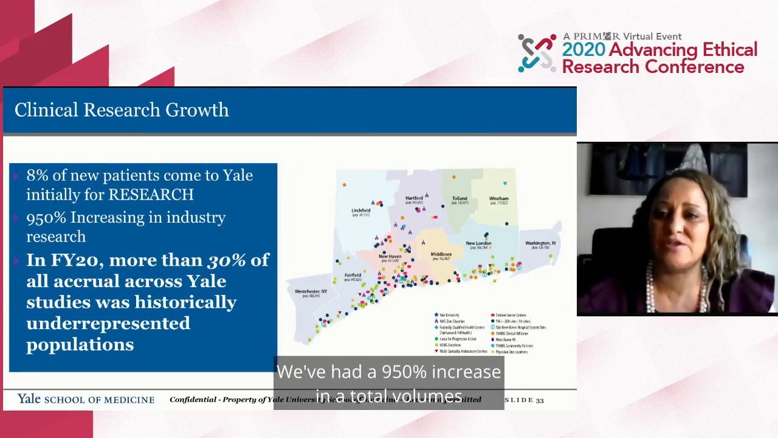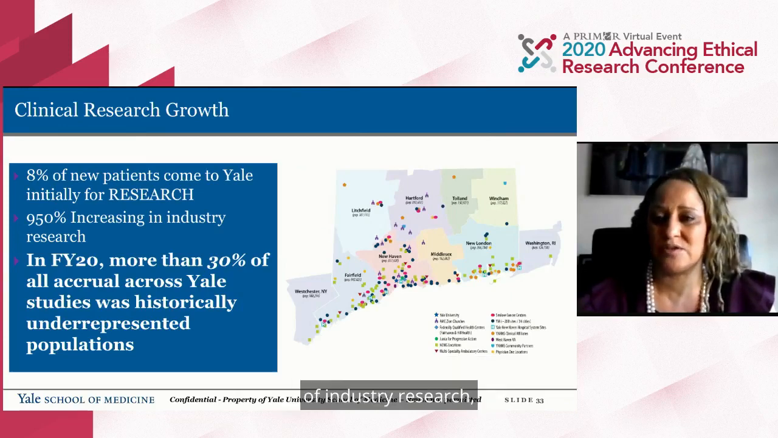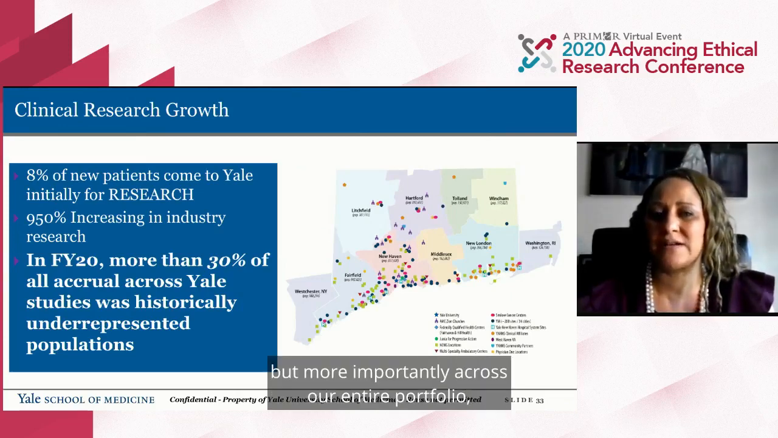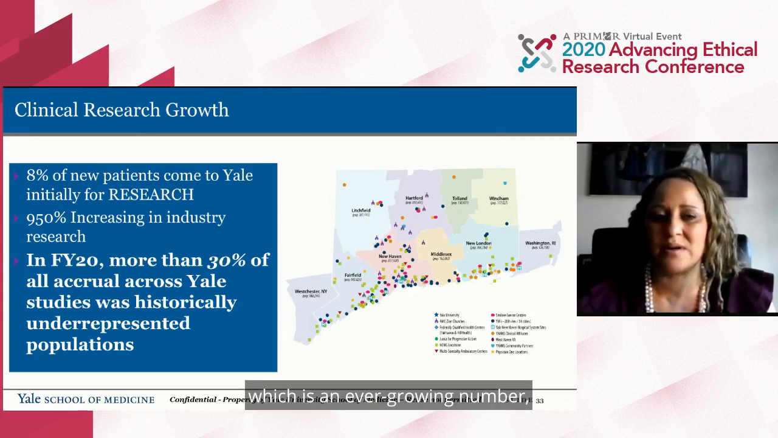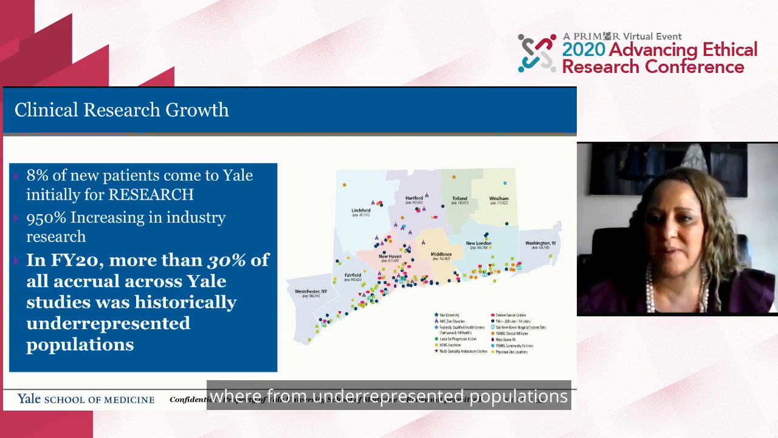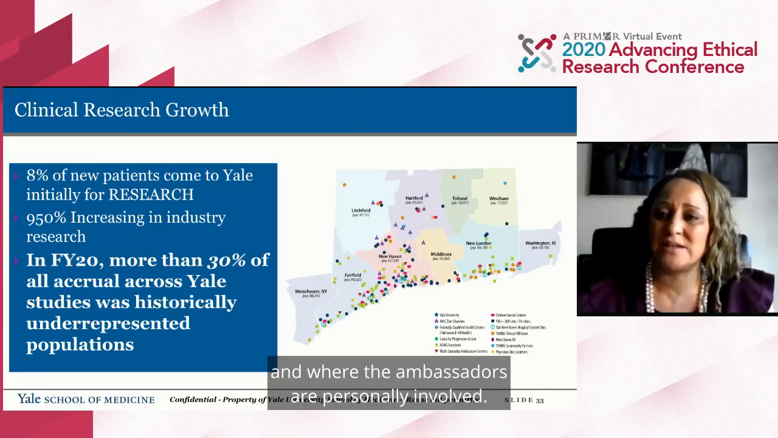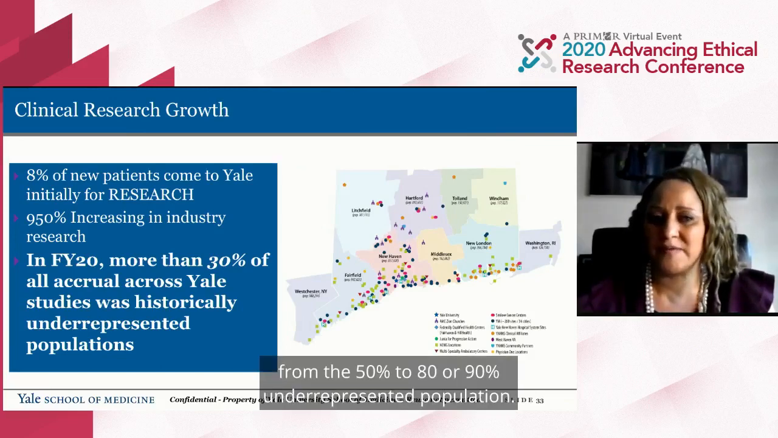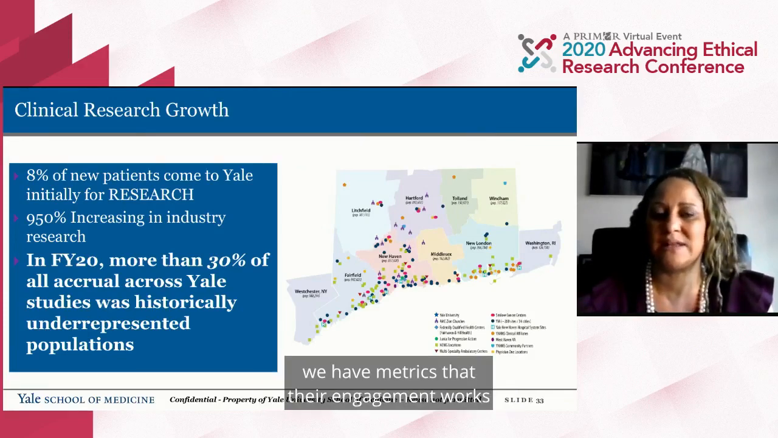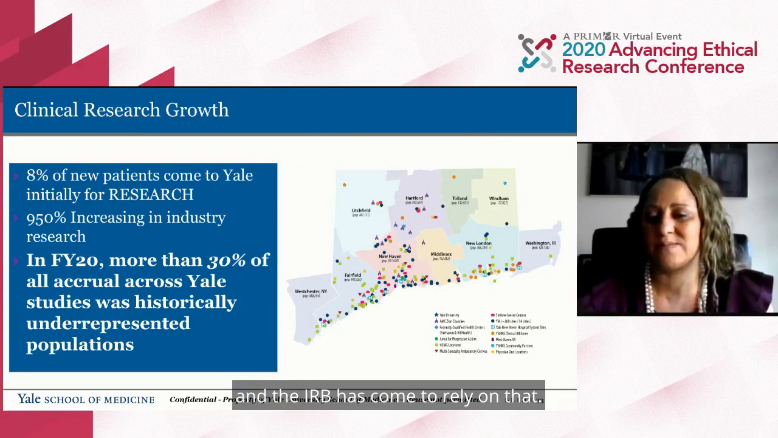We've had a 950% increase in the total volumes of industry research, but more importantly, across our entire portfolio, 30% of the participants in our clinical trials, which is an ever-growing number, were from underrepresented populations. And where the ambassadors are personally involved, most of the studies range from 50% to 80 or 90% underrepresented population. So it's very clear we have metrics that their engagement works, and the IRB has come to rely on that.